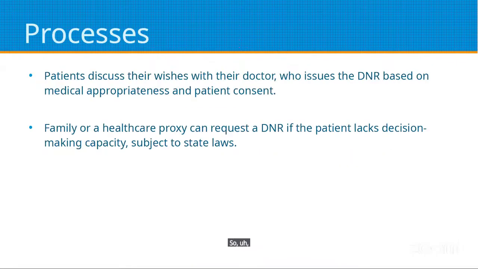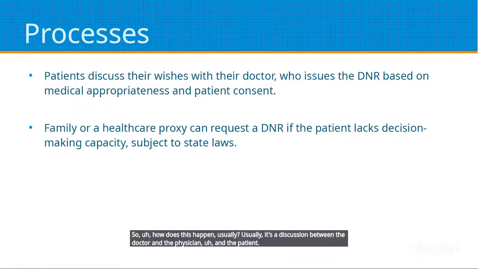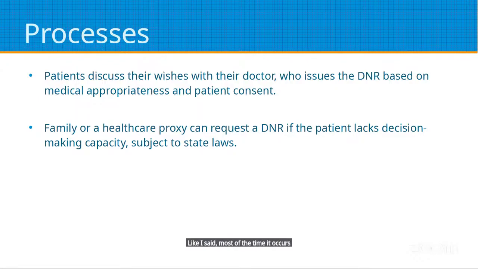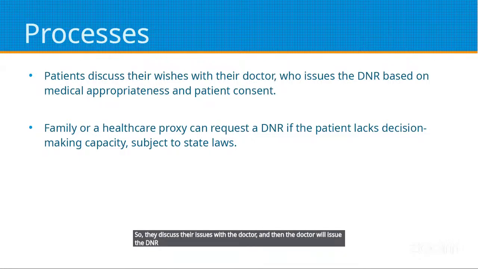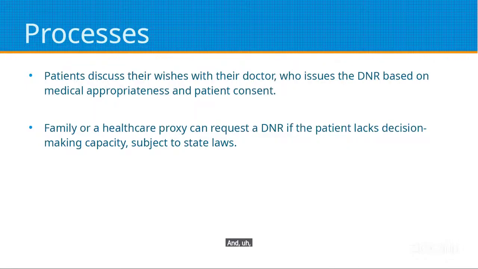So how does this happen usually? Usually it's a discussion between the doctor and the patient. Like I said, most of the time it occurs in the office with your GP. They discuss their wishes with the doctor, and then the doctor will issue the DNR based on medical appropriateness and patient consent. And if the patient, for some reason, lacks decision-making capacity, like my colleague was talking about earlier, a family member can request a DNR.